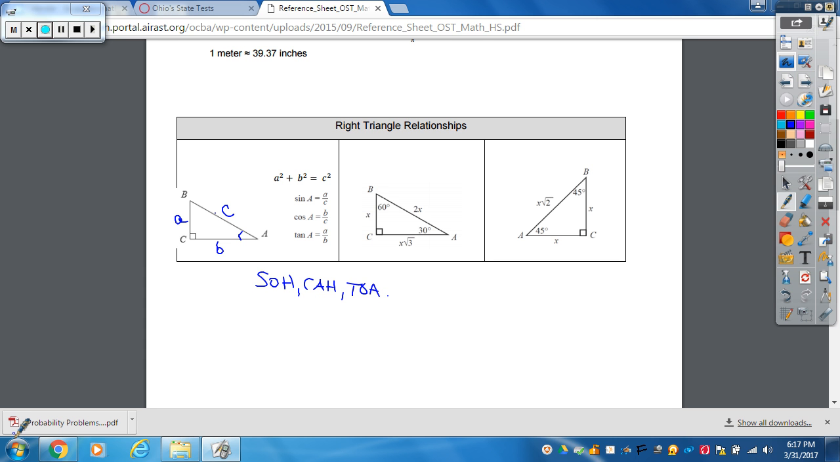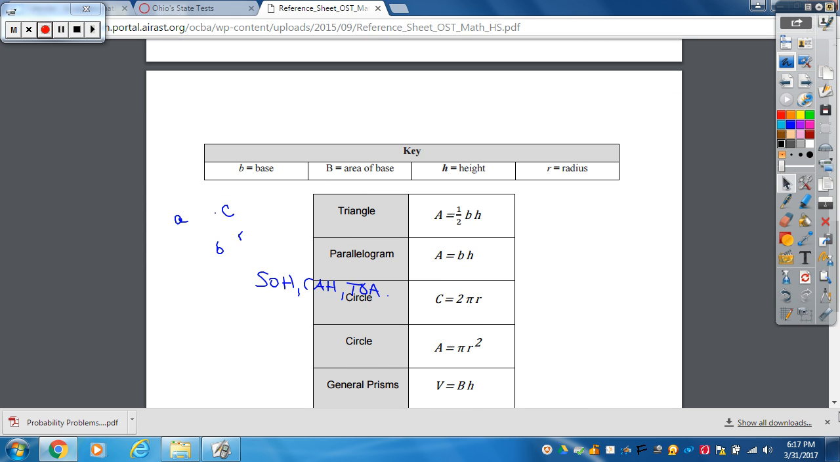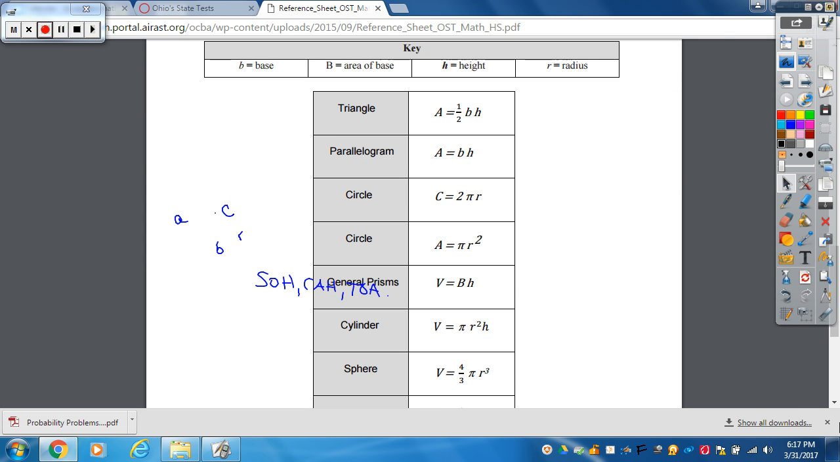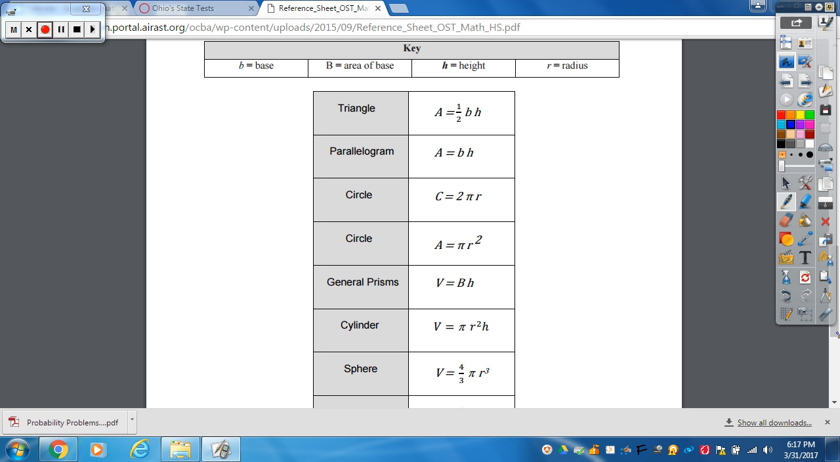So you've got it there. You just need to know how to read it. You've got your 30, 60, 90 triangle rules and your 45, 45, 90 triangle rules. Hopefully we haven't forgotten how to use those moving forward. You've got your formula sheets for your different area formulas, okay?